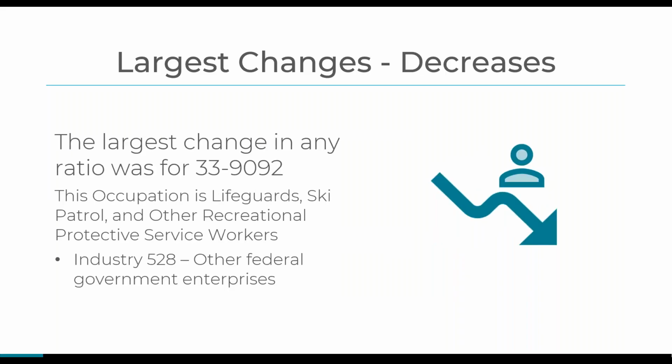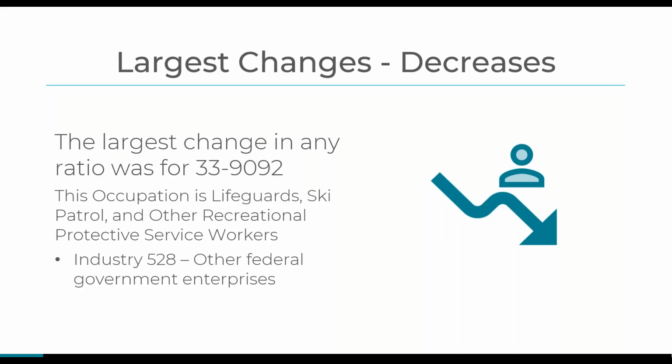All right, so now let's look at some decreases. Starting with the individual ratio that decreased the most in our raw occupation data set, occupation code 339092 in industry 528 saw the biggest swing downwards. This occupation code represents lifeguards, ski patrol, and other recreational protective service workers.